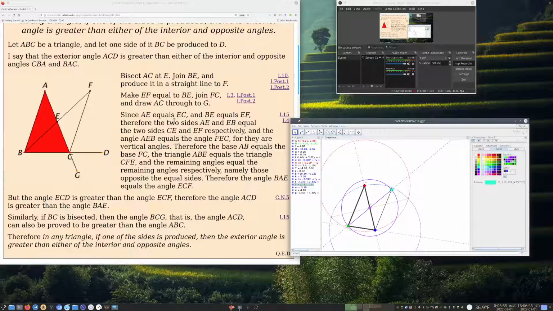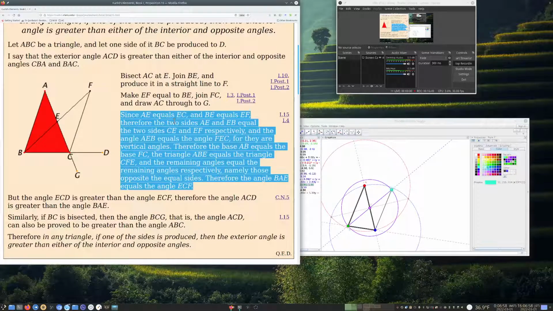Yeah, so since AE, okay, AE equals AE, so red, purple equals purple, blue, and BE equals EF. Therefore, the two sides AE and EB equal the two sides CE and EF respectively, and the angle AEB equals the angle FEC because they're vertical angles. So side angle side congruence. Therefore, the base AB equals the base FC, right? And the triangle ABE equals the triangle CFE.